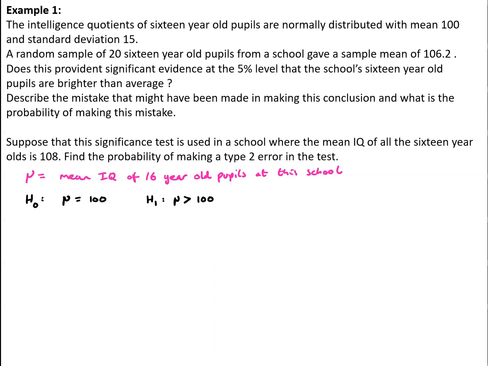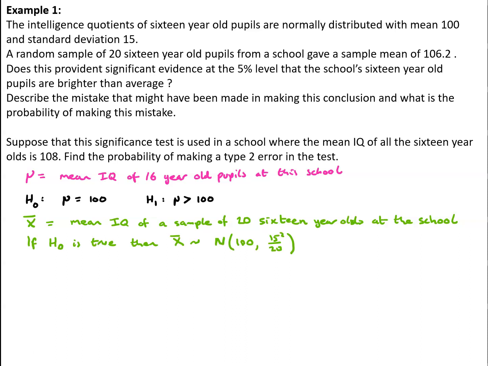The test statistic for our significance test is the mean IQ of a random sample of 20 16-year-olds at this particular school. If the null hypothesis is true, then we can say that the sample mean is normally distributed with a mean of 100 and a variance of sigma squared over n, so that in this case is 15 squared divided by 20.